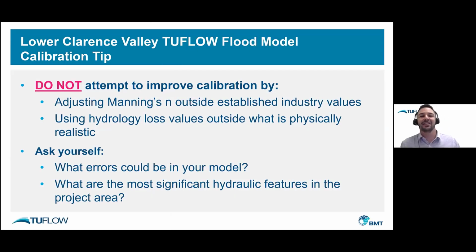What could be the reason for that? First of all, I'll say, do not attempt to improve calibration by simply adjusting Manning's N outside your established industry values. Don't try and tune your numbers by reducing your flows using loss values that are outside those that are physically realistic. You need to be asking yourself what the possible errors are. And when I'm doing that, I'm always focusing on what I see as the most significant hydraulic features in a project area.